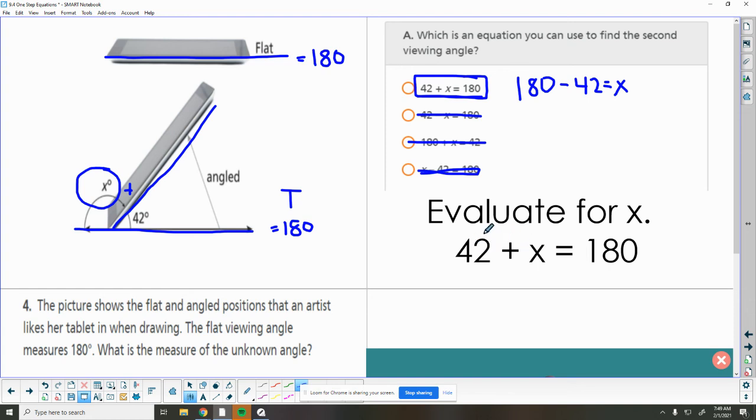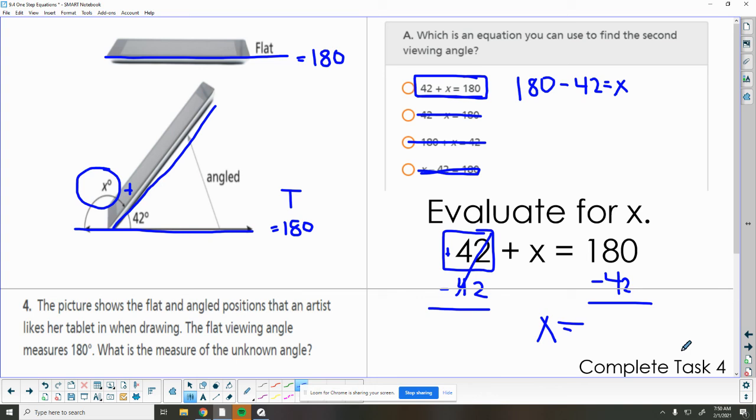So we want to get this x all by itself. So I notice this 42 doesn't have any symbol in front of it. That means it's positive. We have 42. How can I get rid of that? So I can minus 42, and we want to do that to both sides. So 42 minus 42 cancels out. So all I'm left with is x equals, and I'll let you solve that. You'll need to borrow and then go ahead and complete task 4.